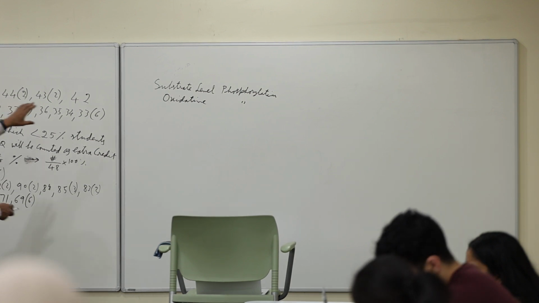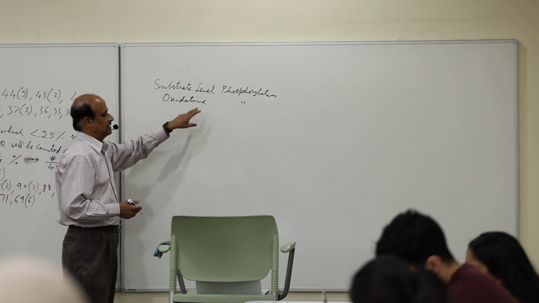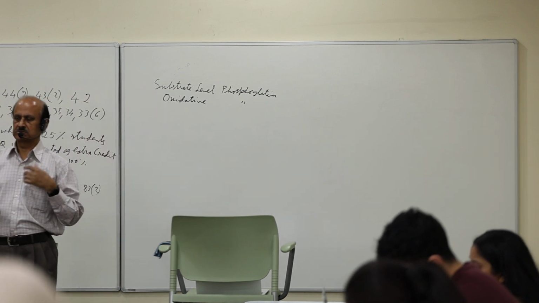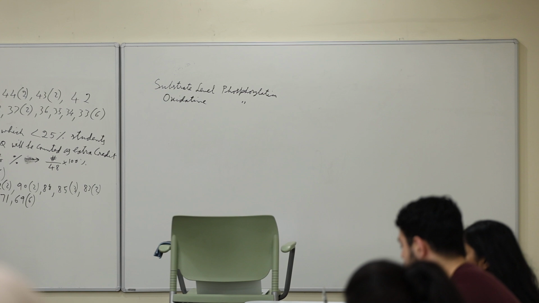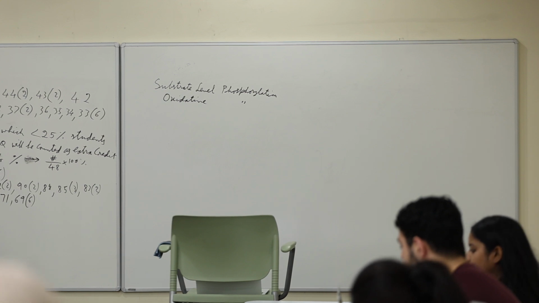So always remember these two ways of getting ATP, one by substrate level phosphorylation. Whenever you have a high energy compound, for example, we saw phosphoenolpyruvate gives you ATP, and then we also studied that thioesters are high energy compounds. They will also give you ATP in the citric acid cycle.